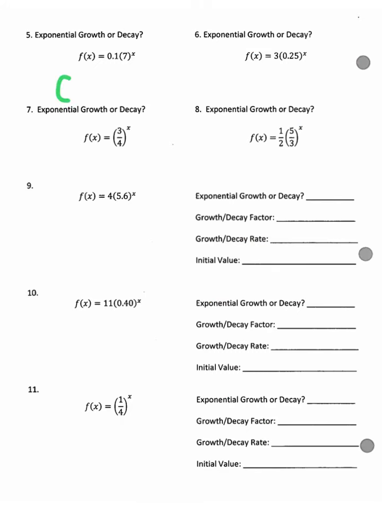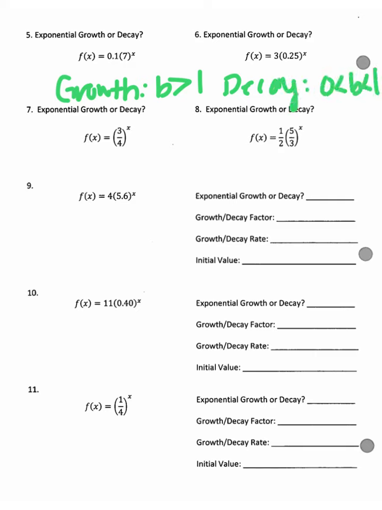So in order to be considered exponential growth, we have to have a factor that's bigger than 1. In order to be considered decay, our factor has to be between 0 and 1. So if I look at 7, 3/4 is my factor. 3/4 is between 0 and 1, so that's decay. And then if I look at 8, my factor is 5/3. 5/3 is bigger than 1, so that makes this one growth.